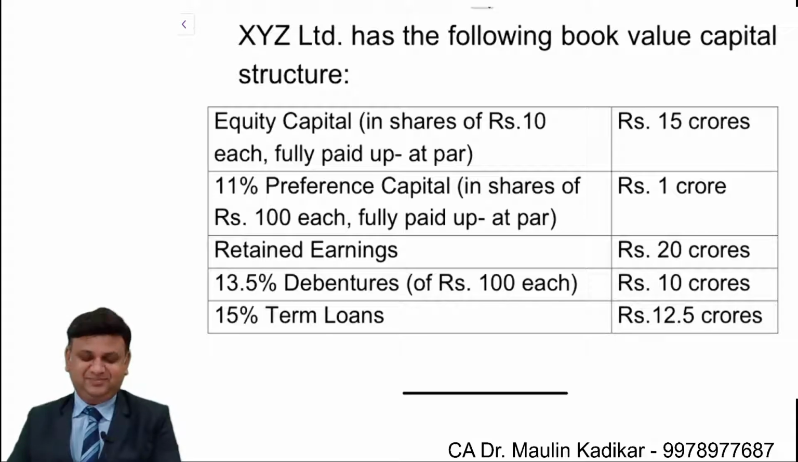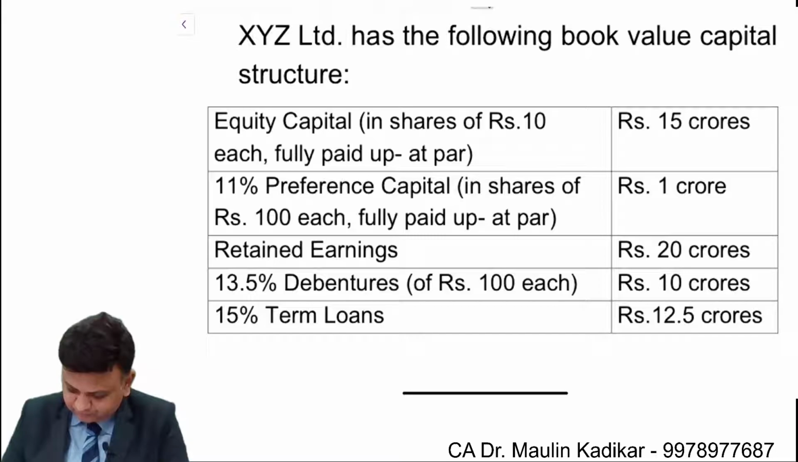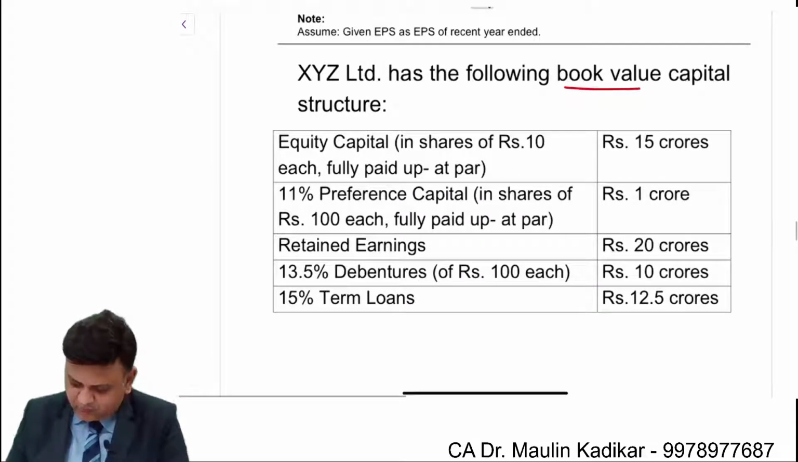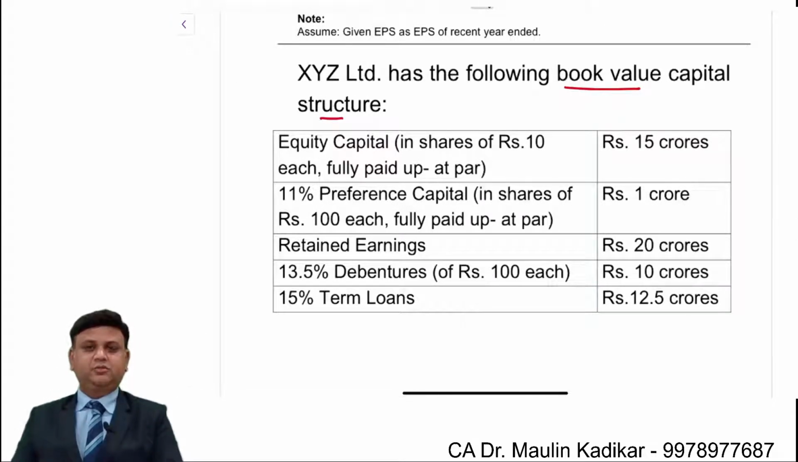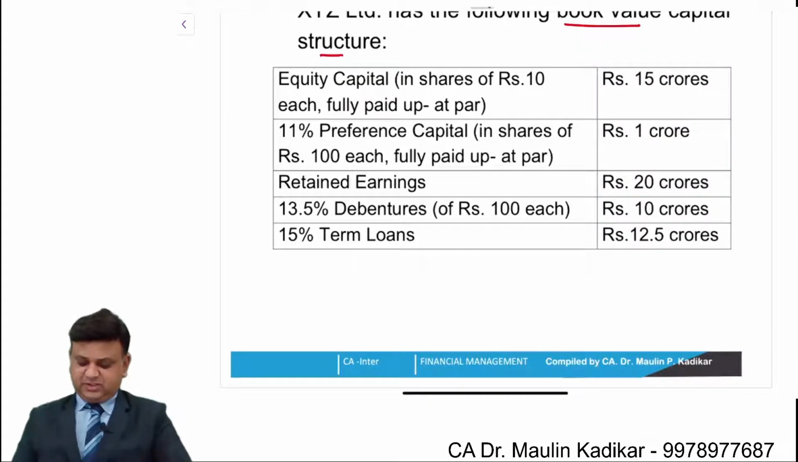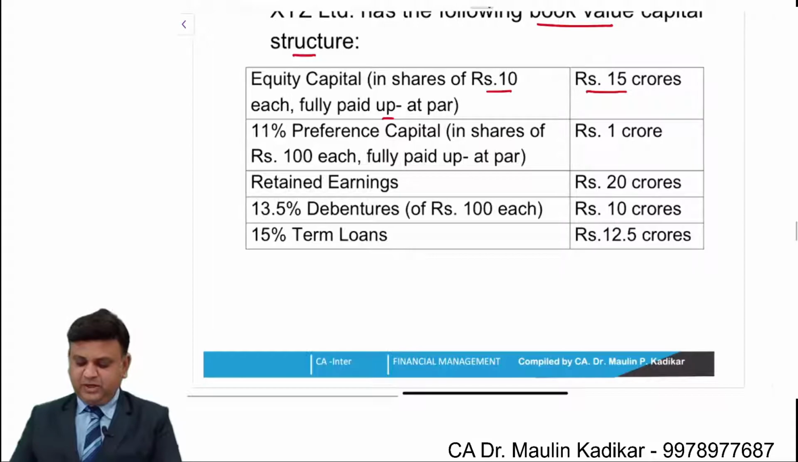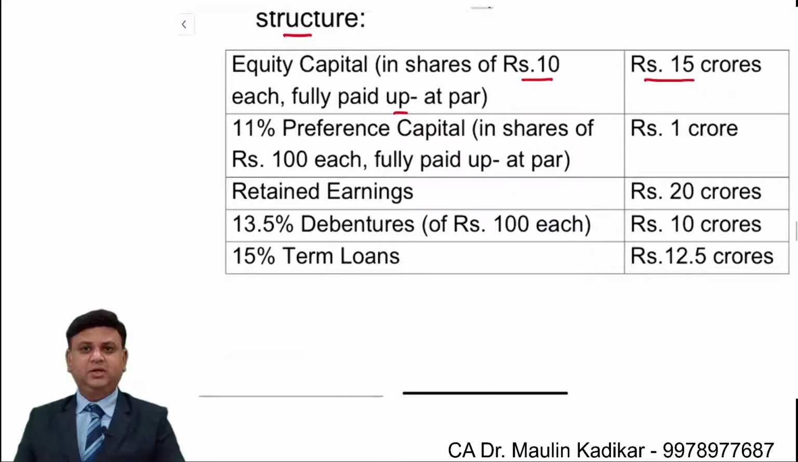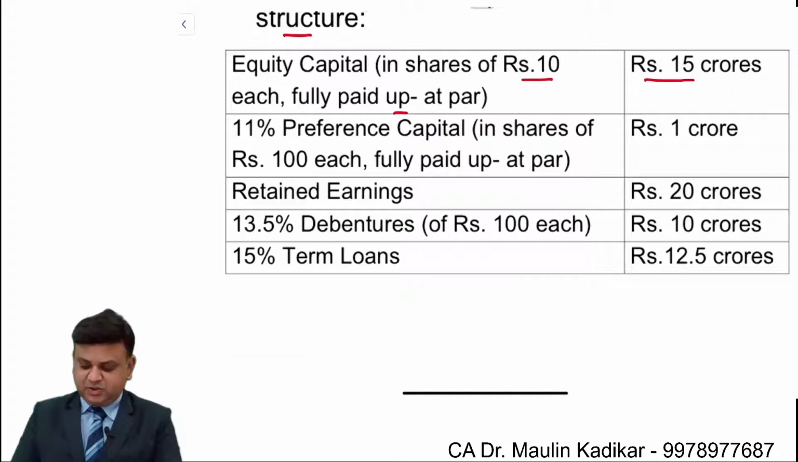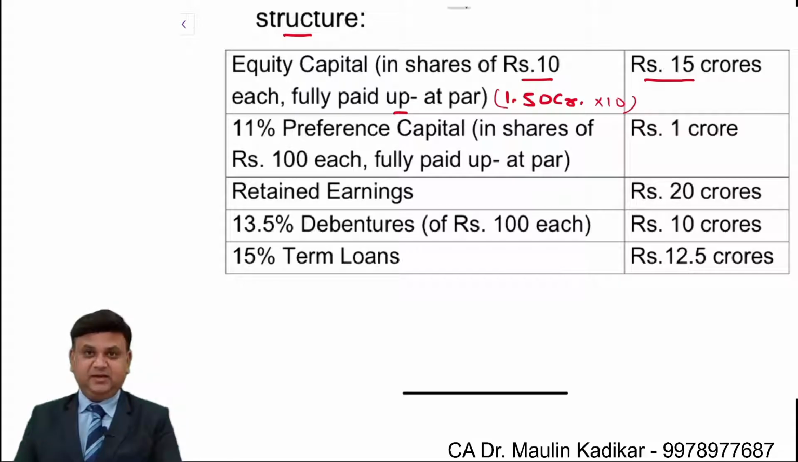Let us see the next question. XYZ Limited has the following book value capital structure. Equity share capital rupees 15 crore, shares of rupees 10, fully paid up at par value. It means that the company has issued 1.5 crore equity shares having face value of rupees 10.